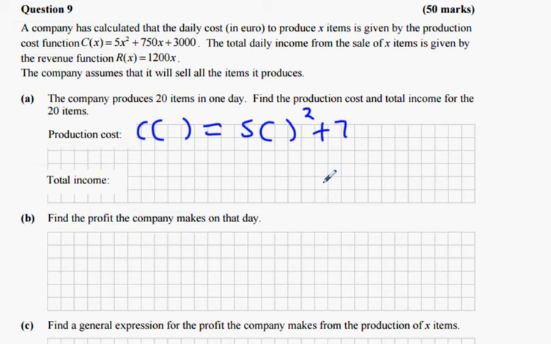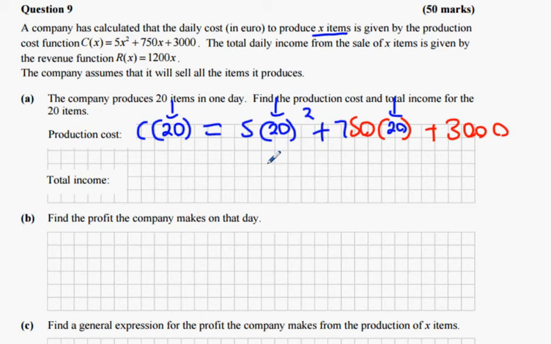Excuse me. Hi. Now, 750x plus 3,000. What this means is it's x items. So when I put a number in here in place of x, this will tell me how much those items cost. To make 20 items, all I have to do is replace x with 20 and use my formula, and it tells me it will be 20,000 euros worth of production costs. It costs me 20,000 euro to make these 20 items.